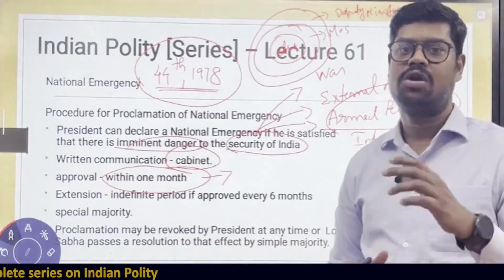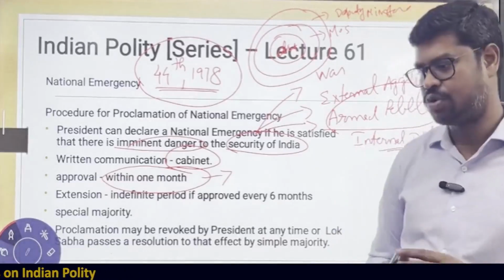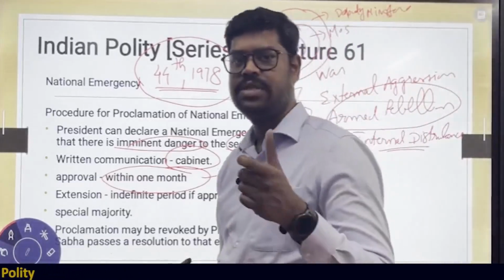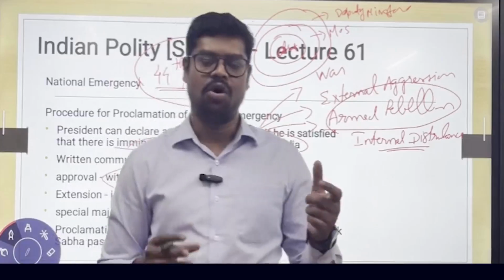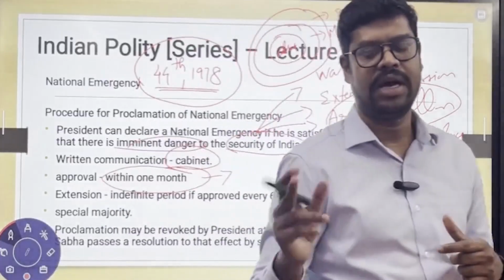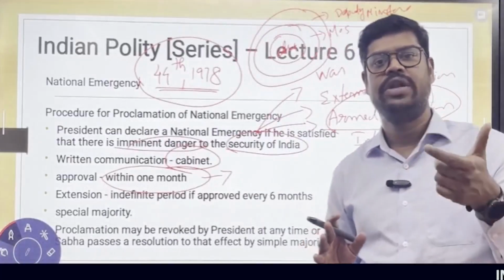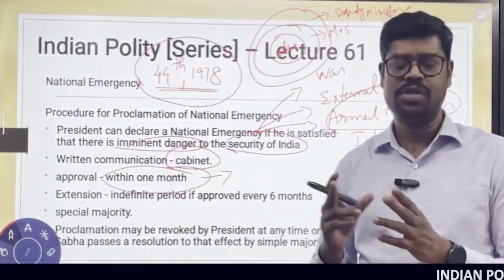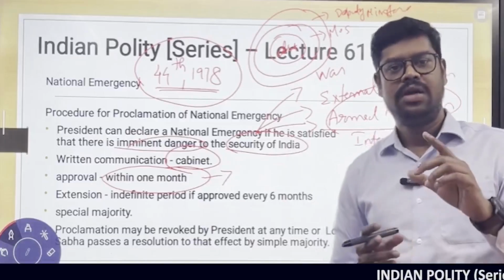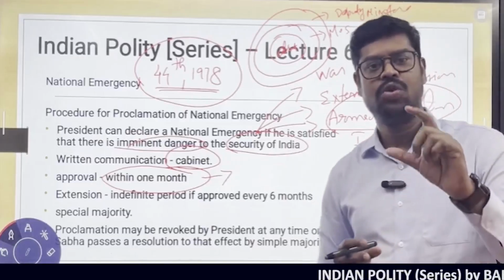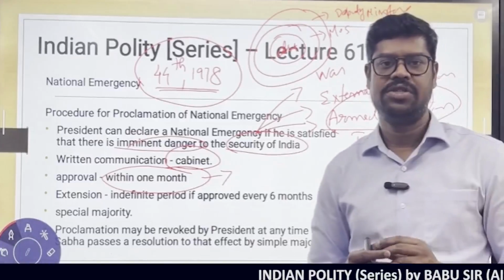So what if the houses are not in session when the national emergency is proclaimed? When the national emergency is proclaimed by the president on the written recommendation of the cabinet, I am saying that is not the final thing. The final authority to approve the national emergency is the president. Sorry, it's the parliament. Until what time can the parliament approve? Within 1 month after the proclamation of national emergency.